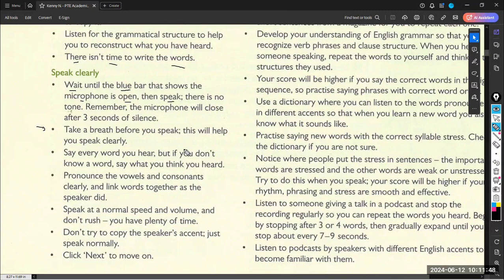Okay, listening 10, reading 11, speaking 10, writing. You are good at writing? Amazing. So you have to focus on listening and speaking.